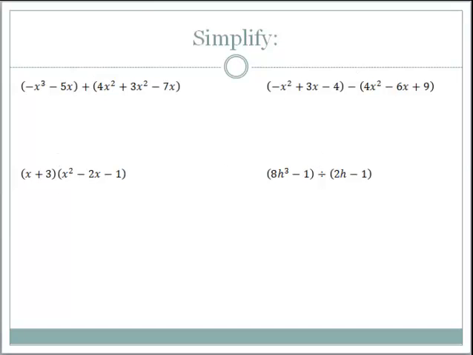Okay, so since we know this is addition, all we have to do is combine our like terms. This x cubed doesn't have a like term, so we keep it where it is. The next thing, if we keep going down the line, we have squares. Well, here's a 4x squared and a 3x squared. If you add those together, you get 7x squared. Then you have a negative 5x and a negative 7x. If you combine those, you get a negative 12x. So this is completely simplified.